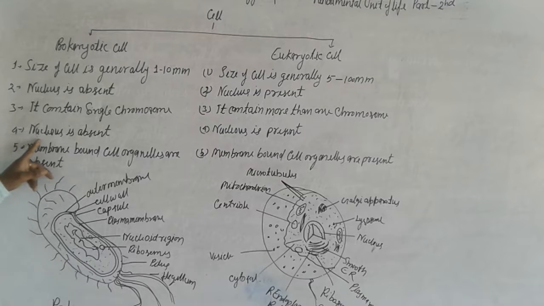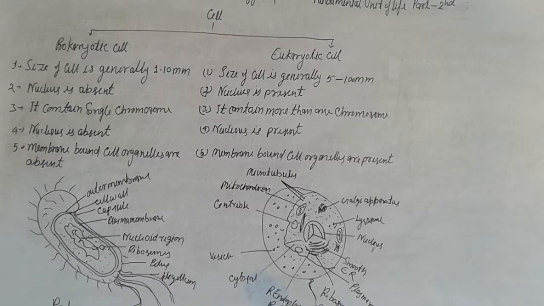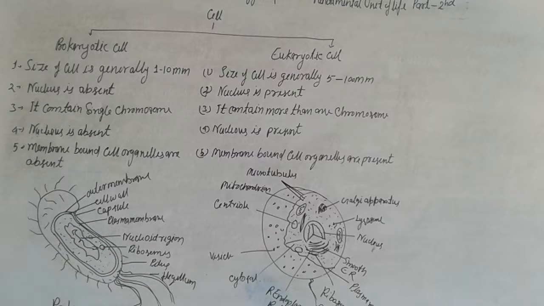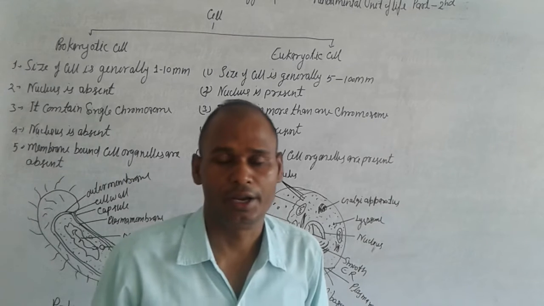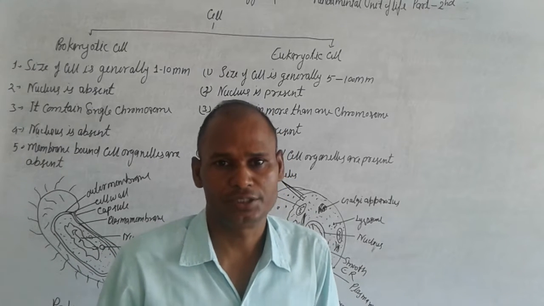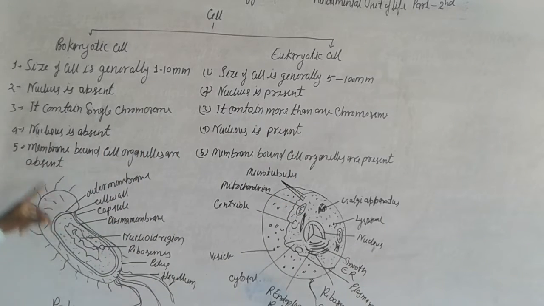Fourth, nucleolus is absent. Nucleolus is also absent in this cell, and membrane bound cell organelles are absent, meaning organelles are not present in this cell. Organelles such as mitochondria, endoplasmic reticulum and plastids, etc. are absent in this cell.